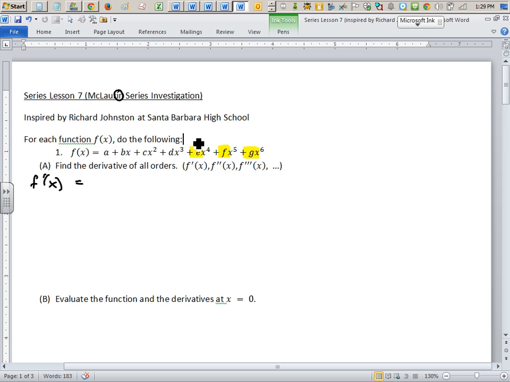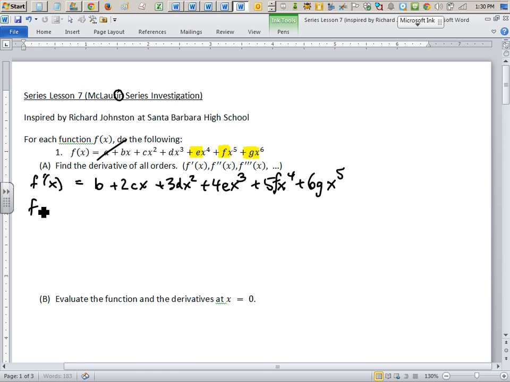Okay, so what is the first derivative? Well, this first term would just vanish. So it would just be b plus 2cx plus 3dx squared plus 4ex cubed plus 5fx to the fourth, plus 6gx to the fifth. Right? Okay, now go ahead and find the second derivative, and the third derivative, and the fourth derivative, and so on, until you reach 0.